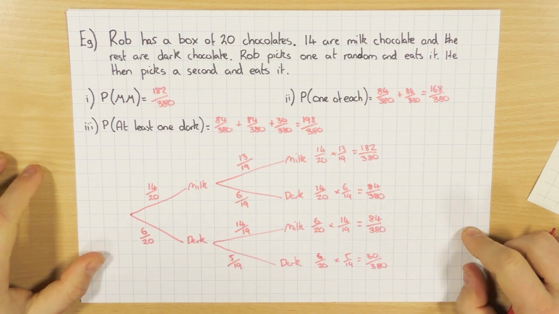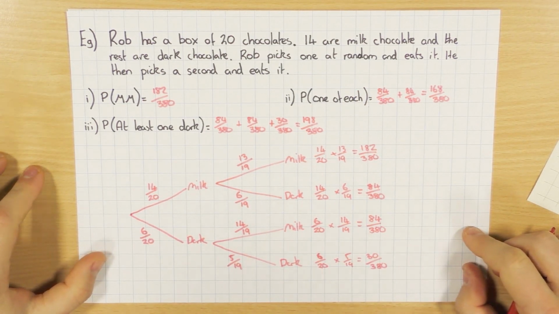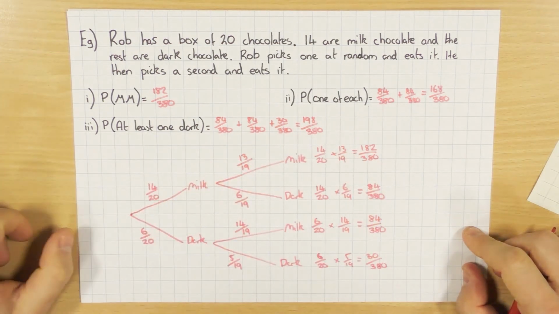So yeah, just two examples there, guys, of tree diagrams when they are dependent events. So the second event is dependent on what happens in the first event. So hopefully that helps explain that.